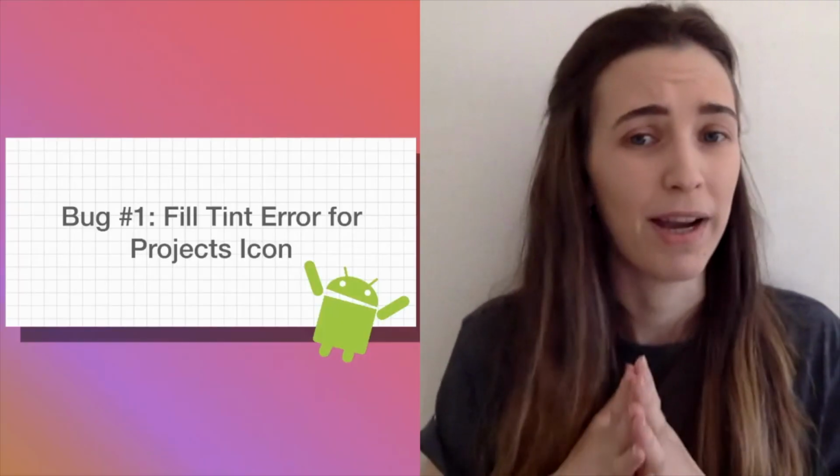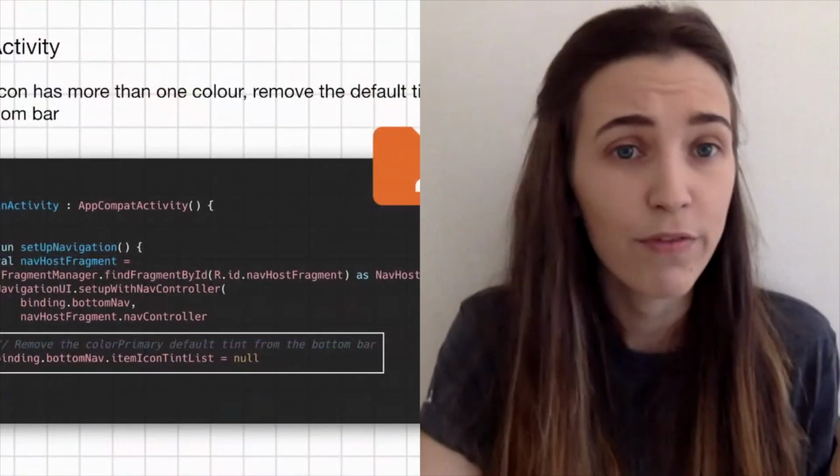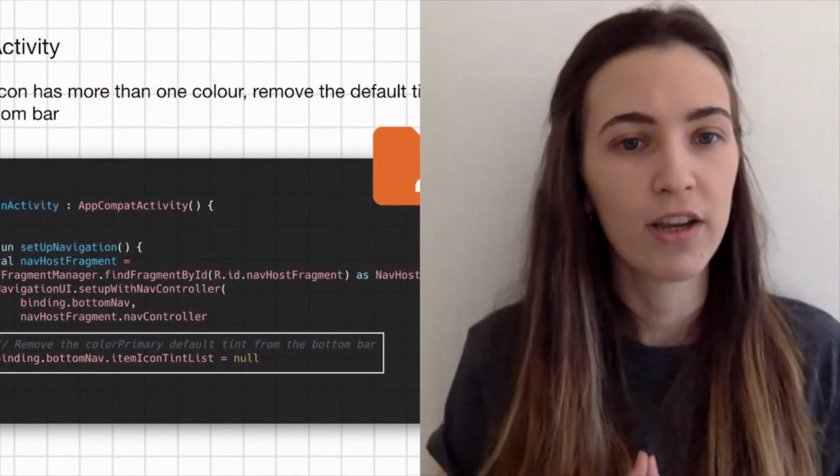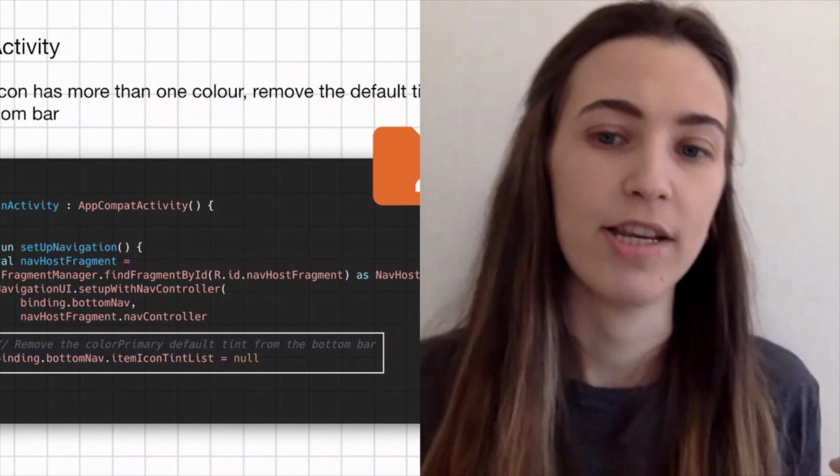So this is our first bug. We have a fill tint error for the projects icon. And how do we fix that? We go into our main activity. We go into our setup navigation, and we add this line of code highlighted in the box.